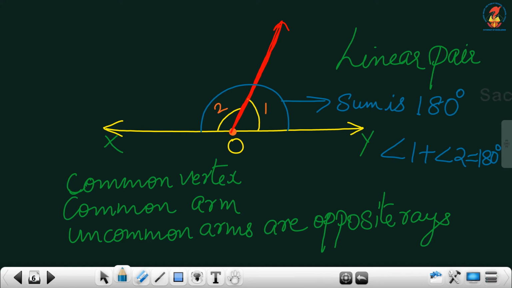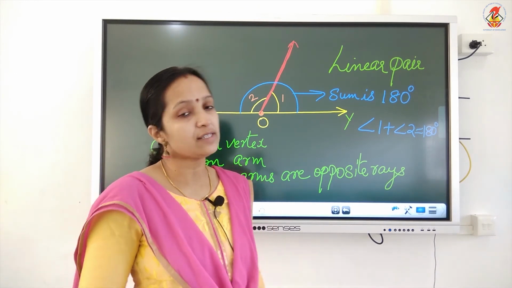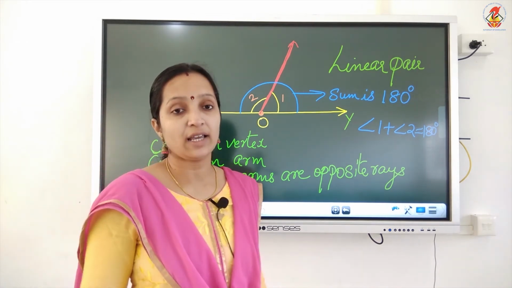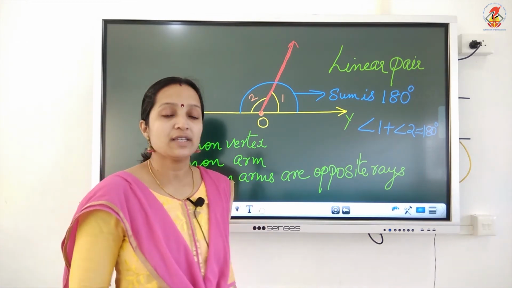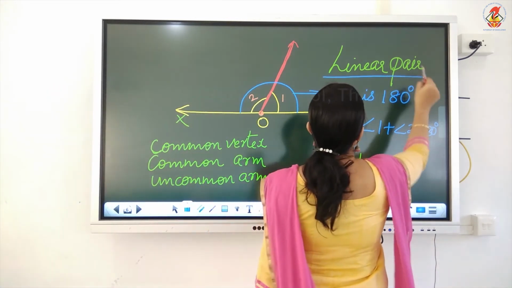Adjacent angles and supplementary: we know that if the sum of the angles is 180, such angles are known as supplementary angles. So if adjacent angles are supplementary, we can say they form a linear pair.